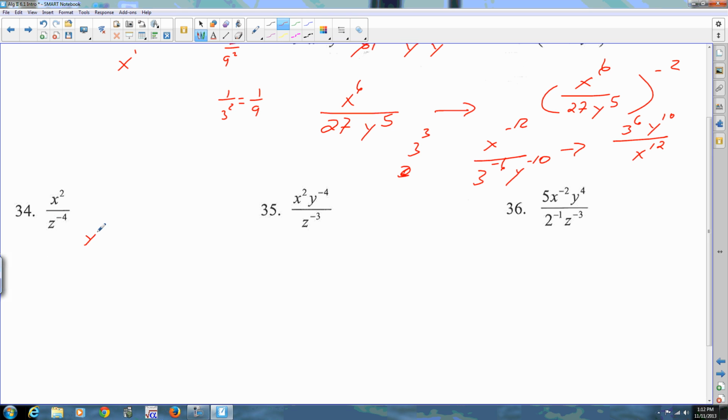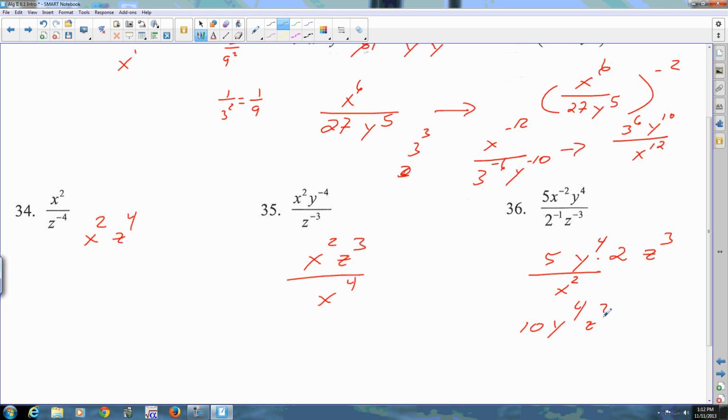That just moves upstairs. X squared, z to the 4th. Nothing else to do. If they have a negative exponent, move it. If it has a positive exponent, leave it alone. Sometimes it's helpful just to go through and move stuff right away. Y to the 4th, so I just went through the top. Now go through the bottom, times 2, and the z cubed comes upstairs. So that will give you 10, y to the 4th, z cubed, over x squared.